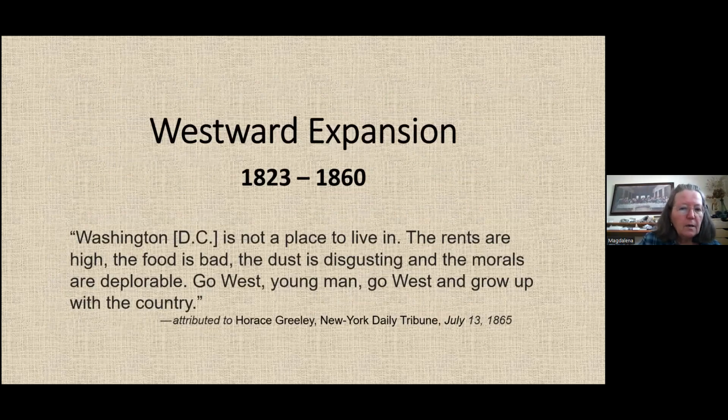So, okay, now we're going to talk a little bit about how the United States expanded westward. I put a quote here from Horace Greeley. He said, but just a little later, 1865, Washington, D.C. is not a place to live in. The rents are high, the food is bad, the dust is disgusting, and the morals are deplorable. Sounds familiar? Go west, young man, go west and grow up with the country.